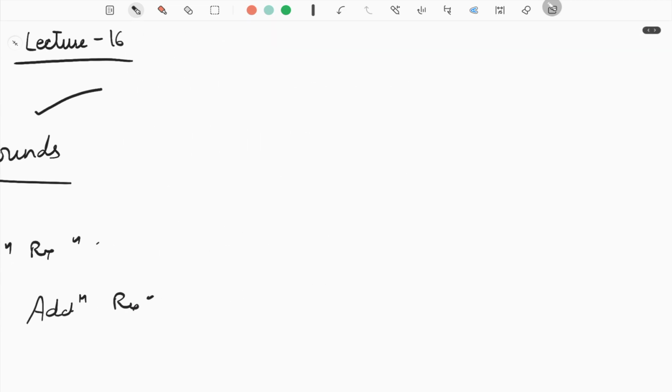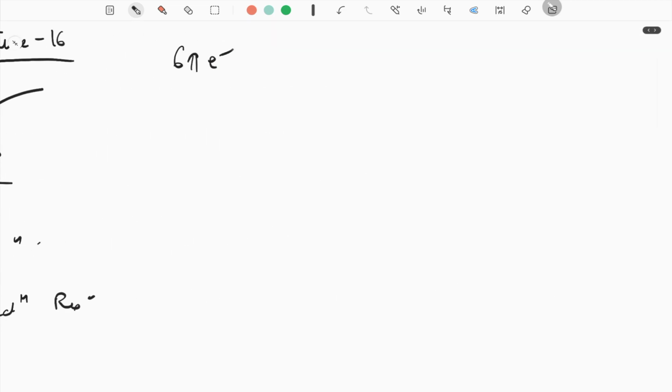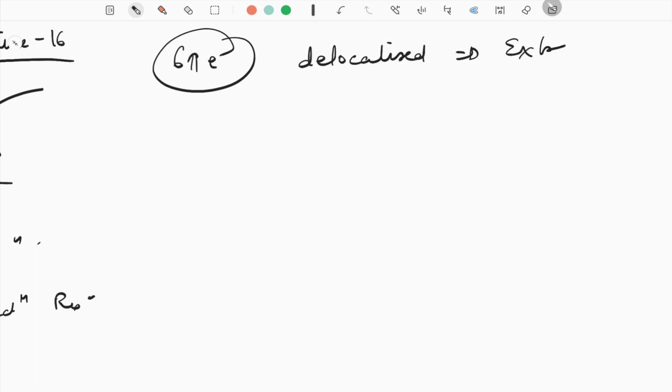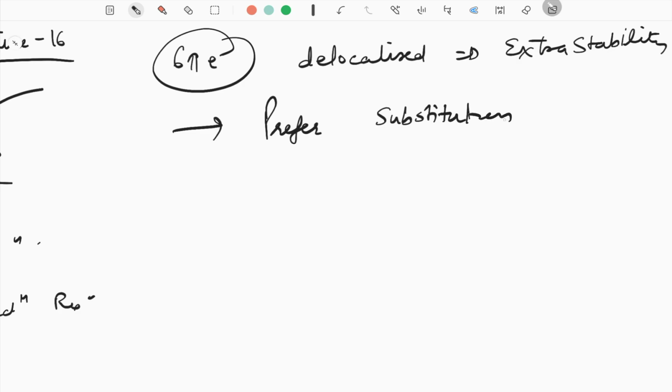Because their 6 pi electrons are delocalized in nature. They provide extra stability. So addition reaction may not take place, and they prefer substitution reactions more. Substitution reaction. So number 1 is oxidation reaction.